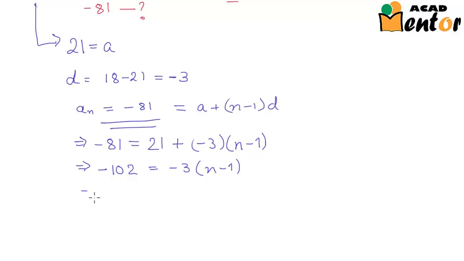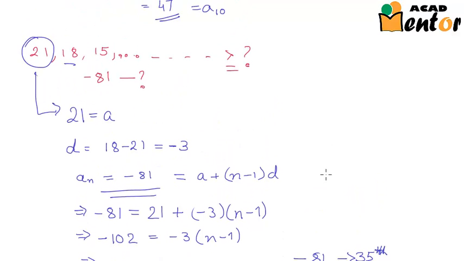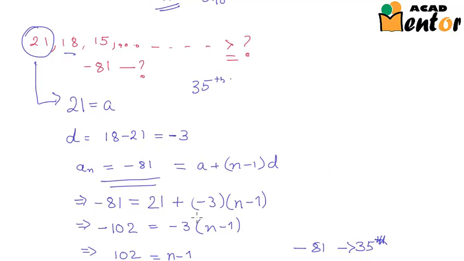We can further go on to say that 102 by 3 is equal to n minus 1, or n minus 1 is equal to 34, and hence n would be nothing but 35. Hence minus 81 is the 35th term of the given AP, that is 21, 18, 15. Now let's look at another example.